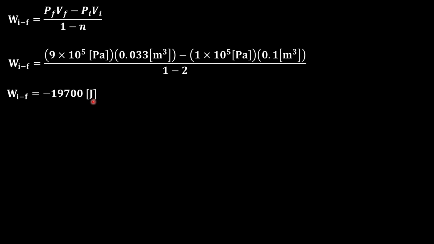But we are asked to find it in kilojoules, so we will divide this by 1,000, it will give us 19.7 kilojoules. And that is the answer for B.